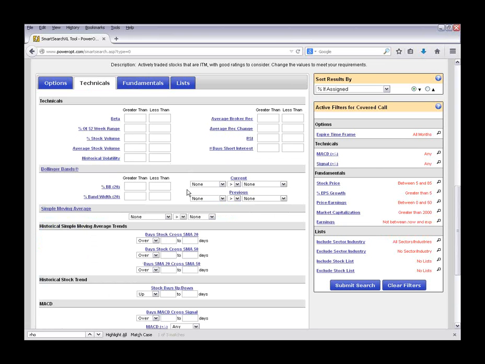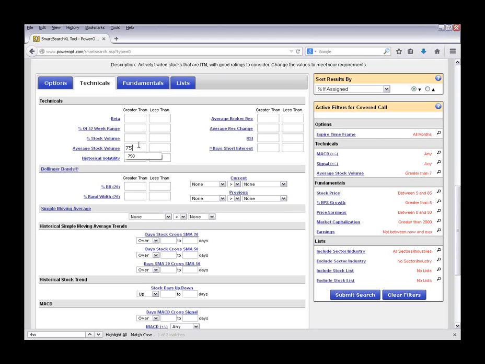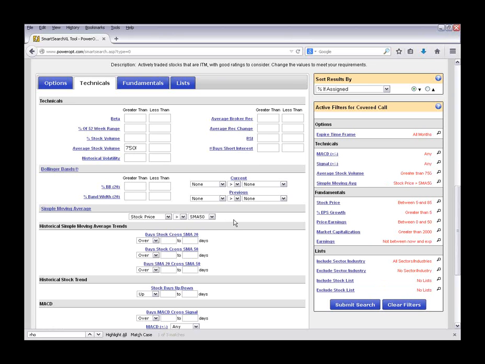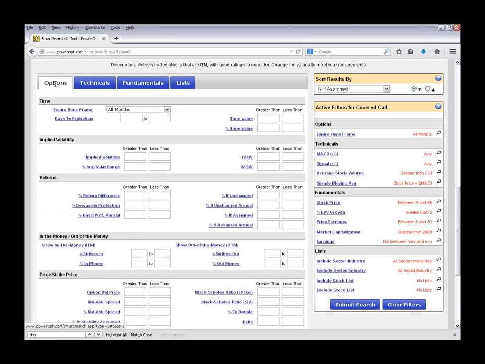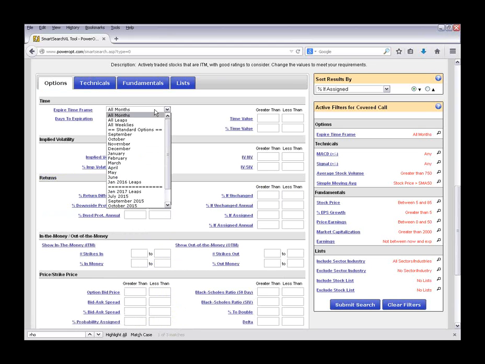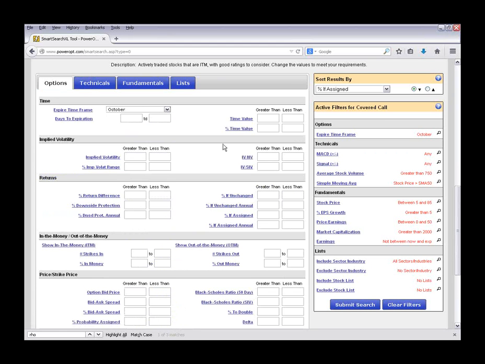Let me go into the stock technicals again. My average stock volume, 750,000 shares per day. And I want to see stocks that are currently trading above their SMA 50. Now let's go into the options criteria. And let's just go static October. Standard October expiration, roughly 33 days away.